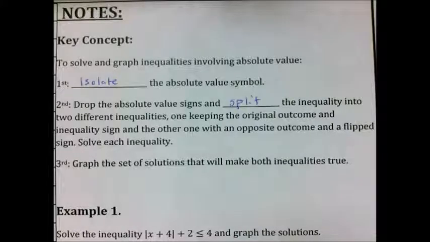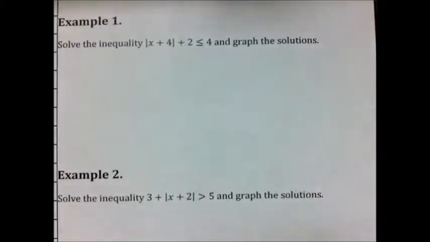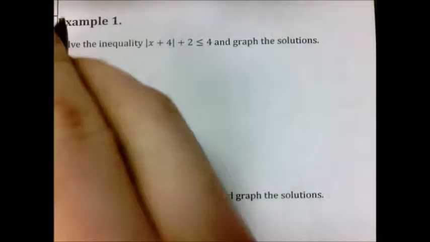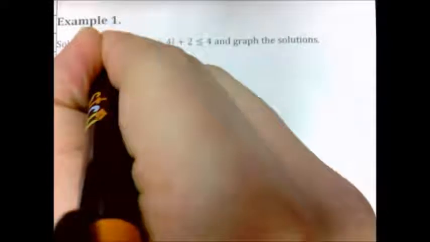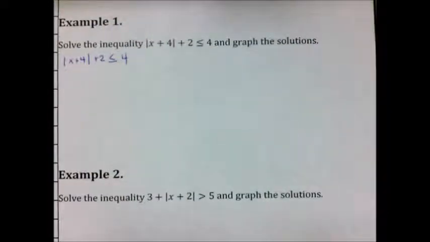Okay, here we go. Example 1 says to solve the inequality: the absolute value of x plus 4, plus 2, is less than or equal to 4. So I'm going to go ahead and rewrite this first. That way we can kind of work through it better. Okay, sorry for the zoom in.